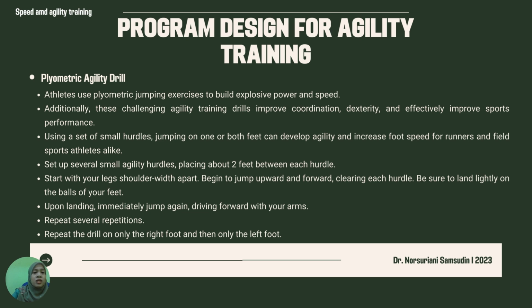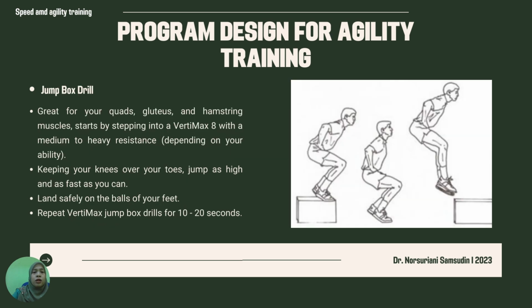Set up several agility hurdles, placing about 2 feet between each other. Start with your legs shoulder-width apart. Begin to jump upward and forward, clearing each hurdle. Be sure to land lightly on the balls of your feet. Upon landing, immediately jump again, driving forward with your arms. Repeat for several repetitions and repeat the drill on only the right foot and then only the left foot.